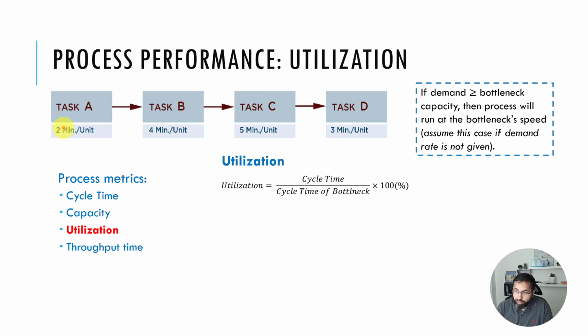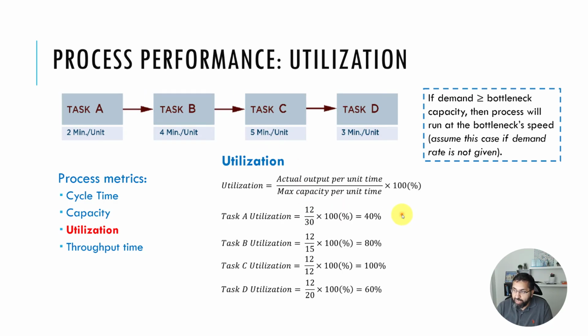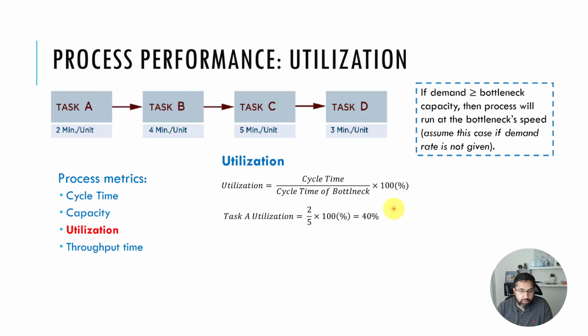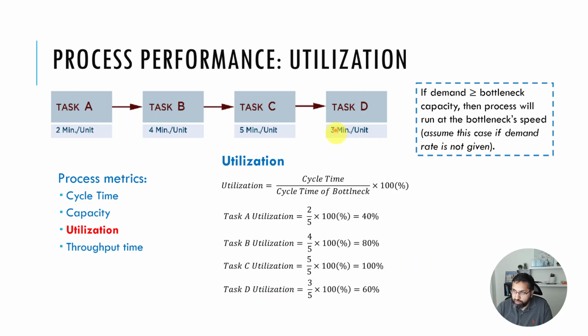Let's look at task A. That's 2 minutes. So the utilization of task A will be 2, and the bottleneck cycle time is 5. So 2 over 5, which is 40%. Exact same answer that we got earlier with the output limited by the bottleneck versus the capacity of task A: 40%. Same thing for task B. Cycle time is 4 divided by the bottleneck cycle time, which is 5, gives you 80%. Again, the bottleneck gets 100% utilization, and task D gets its cycle time divided by the bottleneck cycle time of 5, which gives you 60%.